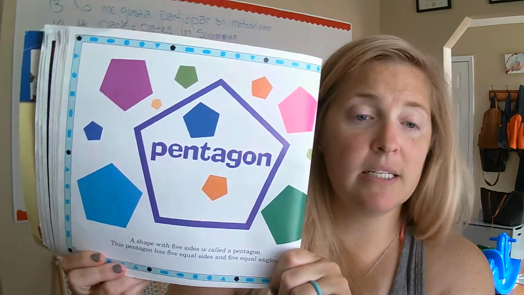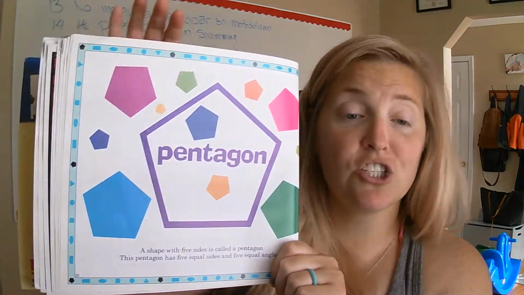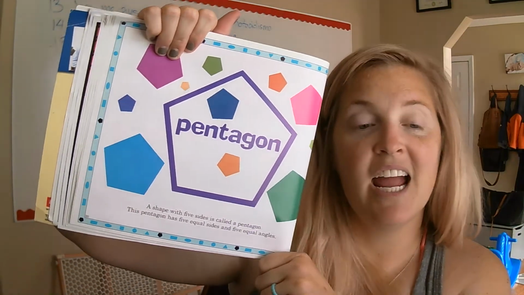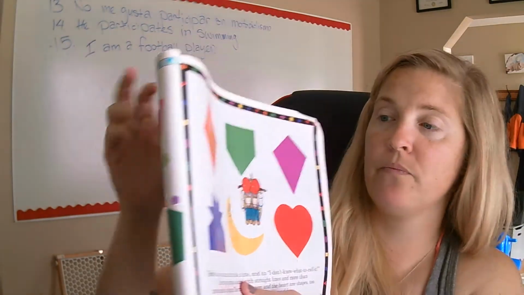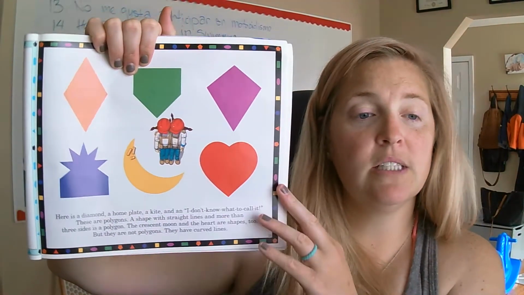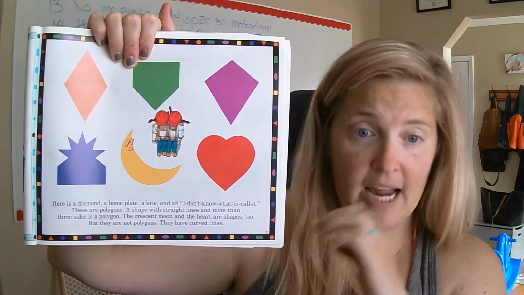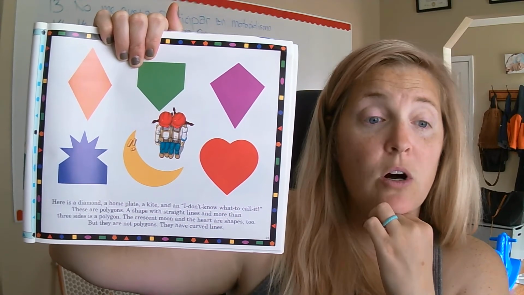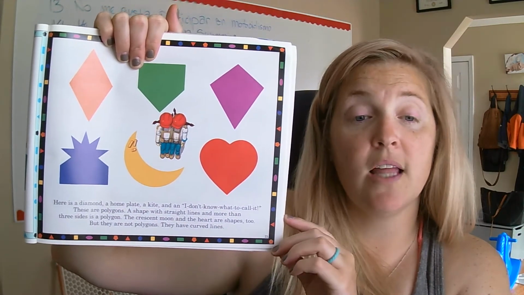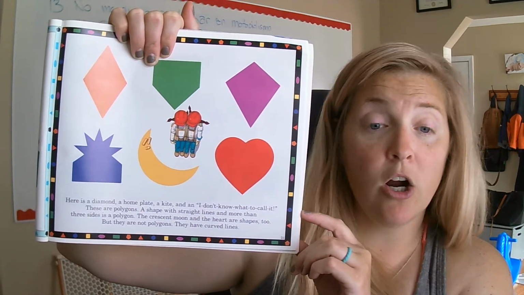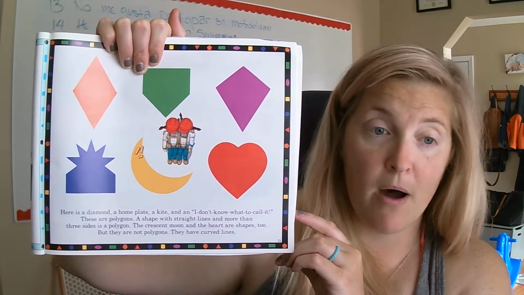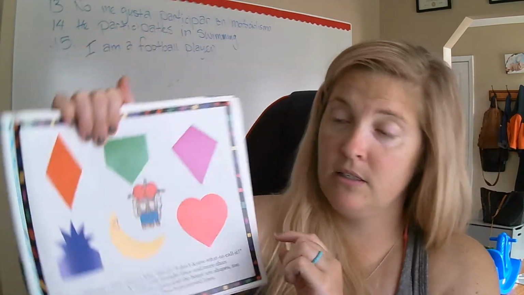Pentagon. A shape with 5 sides is called a pentagon. This pentagon has 5 equal sides and 5 equal angles. Here is a diamond, a home plate, a kite, and I do not know what to call it. These are all polygons. A shape with straight lines and more than 3 sides is a polygon. The crescent moon and heart are shapes too, but they are not polygons. They have curved lines.